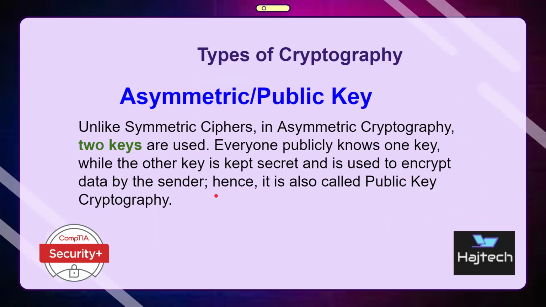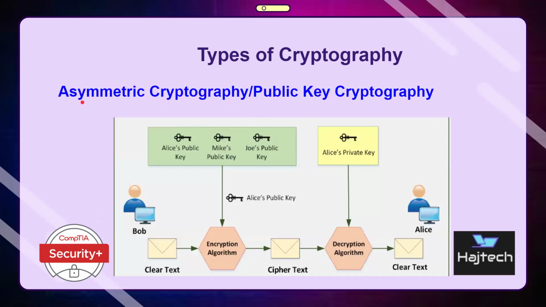Asymmetrical algorithm, unlike the symmetric cipher, is asymmetrical encryption. Two keys are used. Everyone knows the public key, while the other key is kept secure and used to encrypt the data being sent. We use two keys, a public key and a private key. How does asymmetric work?